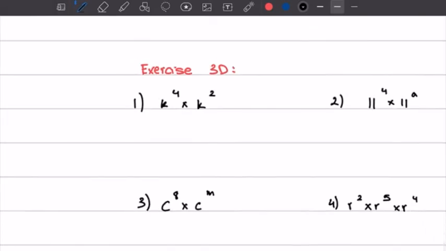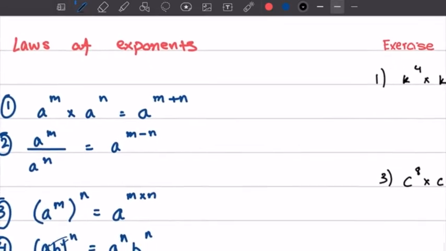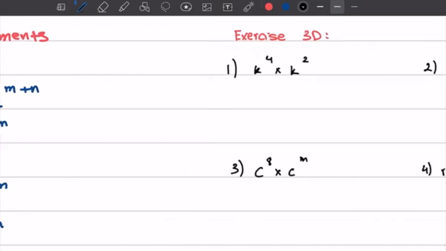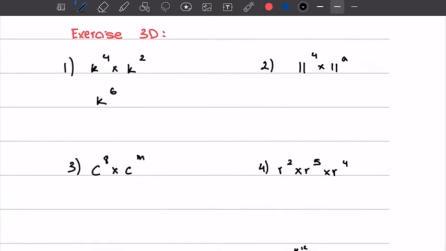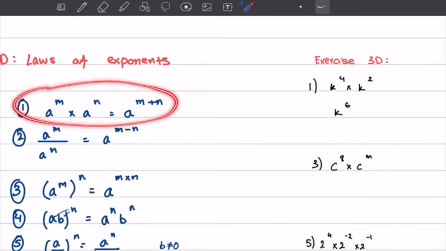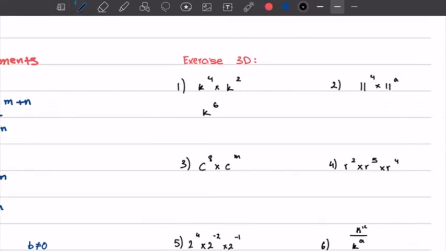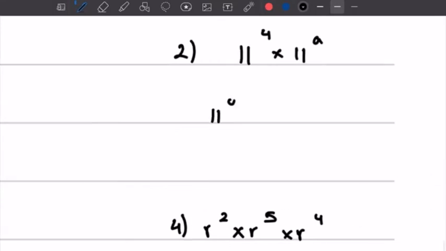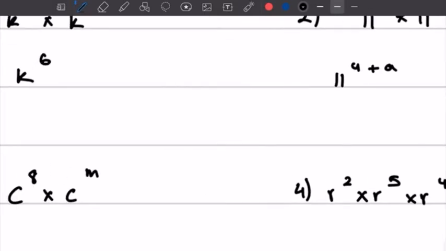Question 1, simple. k to the power of 4 times k to the power of 2. That's referring to the first law. So that is k to the power of 6. You're adding 4 and 2 to get 6. Next one, 11 to the power of 4 times 11 to the power of a. Again, you are applying the first law right here. And so you have 11 to the power of 4 plus a. This is the answer, because a is an unknown. You don't really know what a is, so you can't add it to 4. It doesn't become 4a. So the answer is just 11 to the power of 4 plus a.